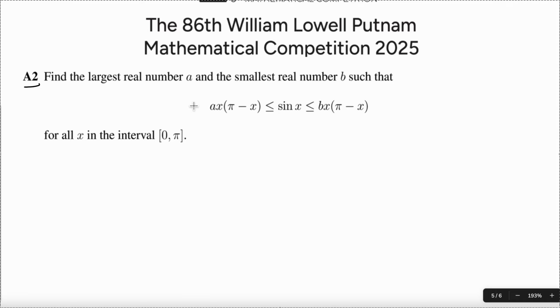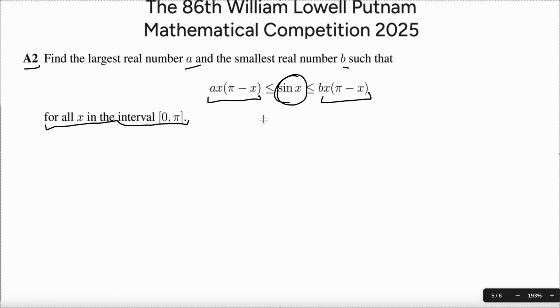Find the largest real number A and the smallest real number B such that Ax(pi minus x) is less than or equal to sine x, which is less than or equal to Bx(pi minus x). So we're essentially using quadratic terms to bound this sine x function, and it has to be true for all x in the interval from 0 to pi.